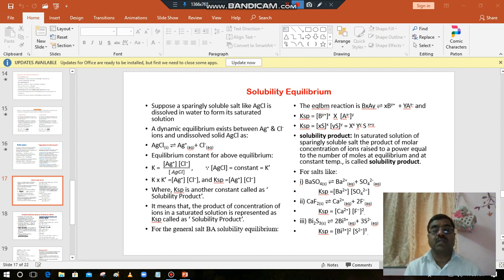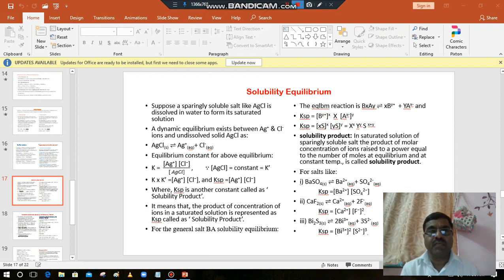In the previous lecture we have studied the buffer solution, types of buffer solution, that is acidic buffer and basic buffer, and we have also studied the buffer action, that is the mechanism of buffer solution, and applications of buffer solution. Today we are going to discuss the solubility equilibria.